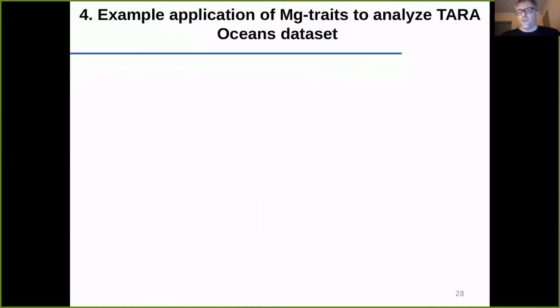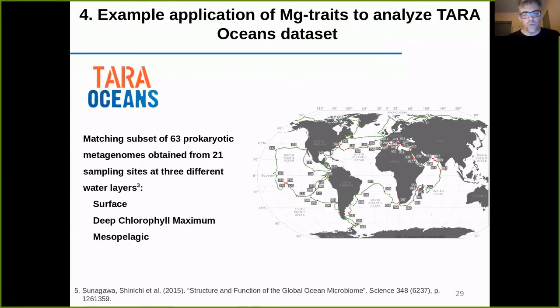So I will show you the result we get when we analyze these two metagenomic functional traits in the DataOceans dataset. But first, I have to introduce the DataOceans dataset. And this is one of the largest sequencing efforts currently available. It includes more than 200 marine metagenomic samples that are obtained all across the globe. And here we analyzed a matching subset of 63 marine prokaryotic metagenomic samples obtained from 21 sampled sites.